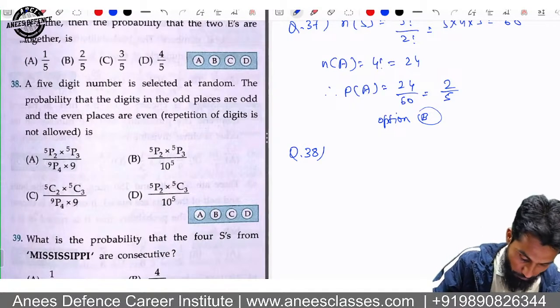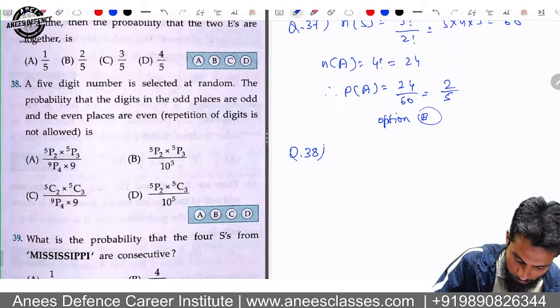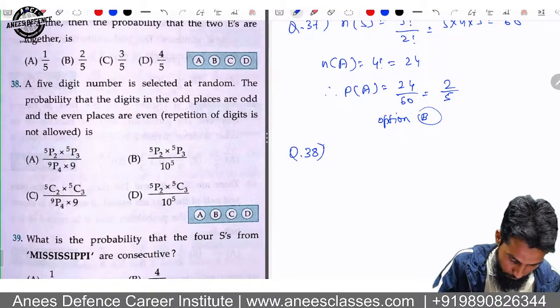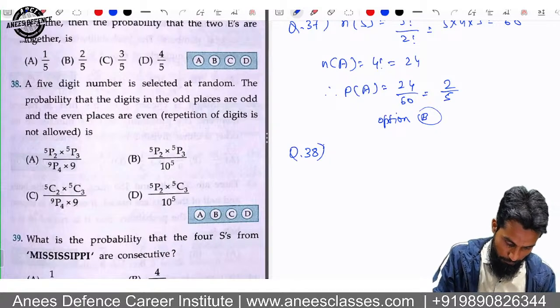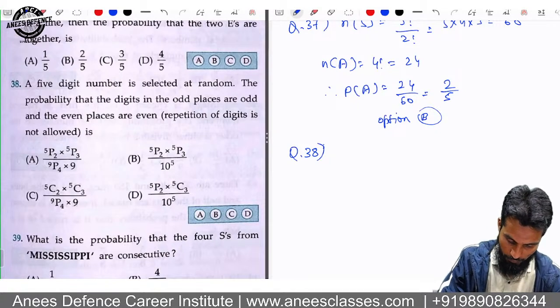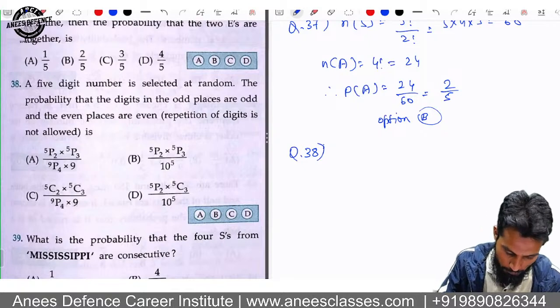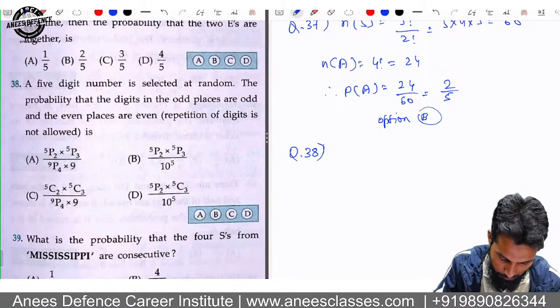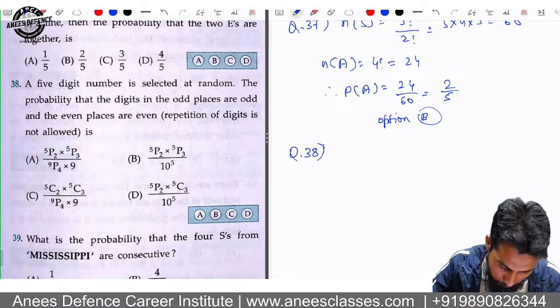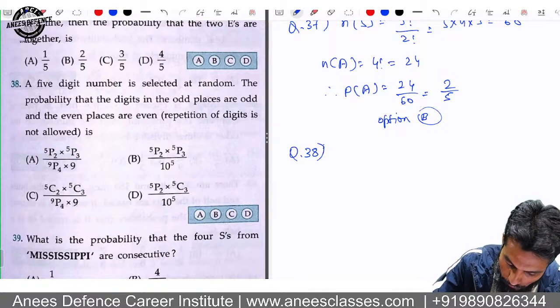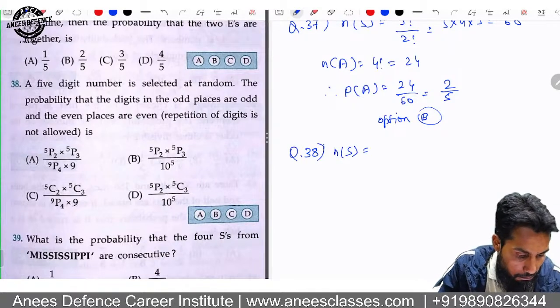No, B and D both options are the same. B and... no, different. One is combination, one is permutation. They have mixed it. First, you need to find out the sample space. 5-digit number.